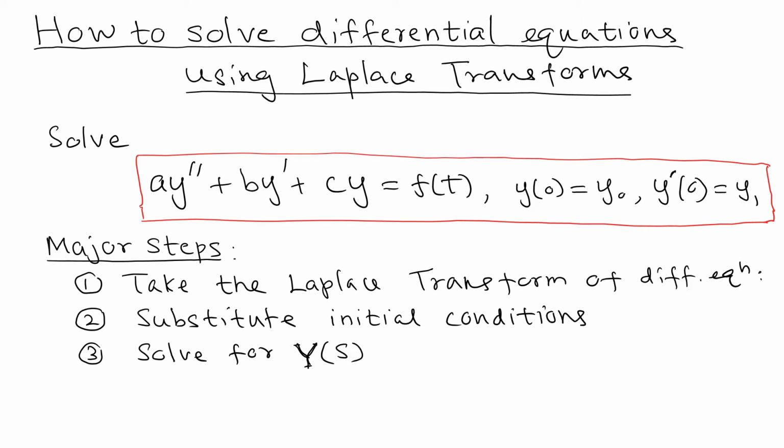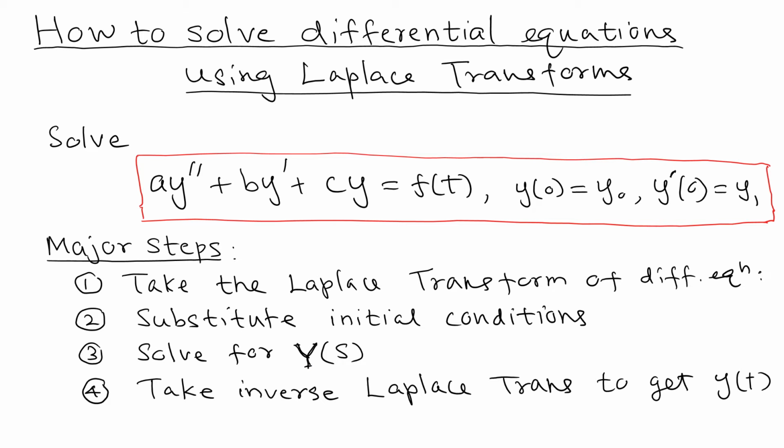The third step is to solve for Y(s). Y(s) is the Laplace transform of y(t), the solution. So we assume Y(s) is a Laplace transform, and we solve for Y(s) in the Laplace domain. The final step is to take the inverse Laplace transform of Y(s) to get y(t). So that's the idea.